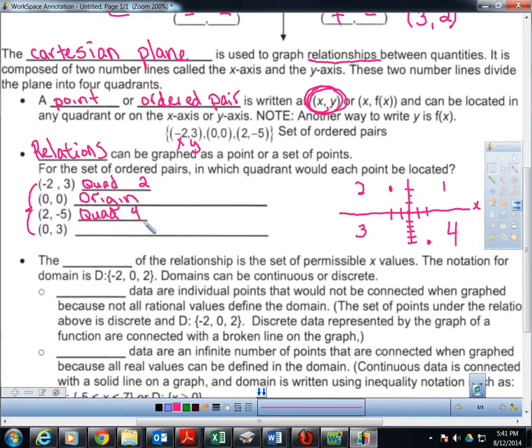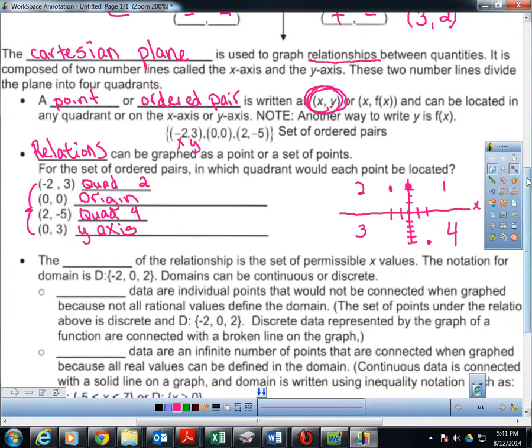And then we have 0, 3. If the point is 0, 3, 0 is my x, that means I don't move anywhere on my x-axis. So I'm right here in the middle. And then positive 3 means I'm going to move up on my y-axis. So that's 1, 2, 3. So it's going to be right here. So I'm on my y-axis. So I'm not in a quadrant. We just need to write y-axis.